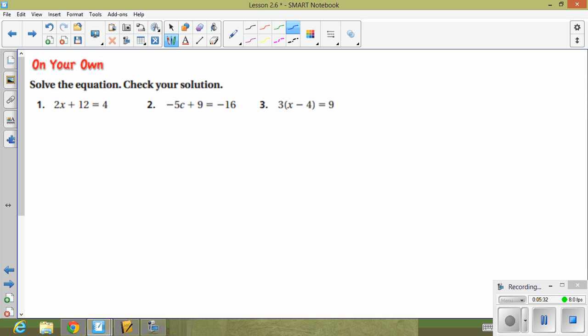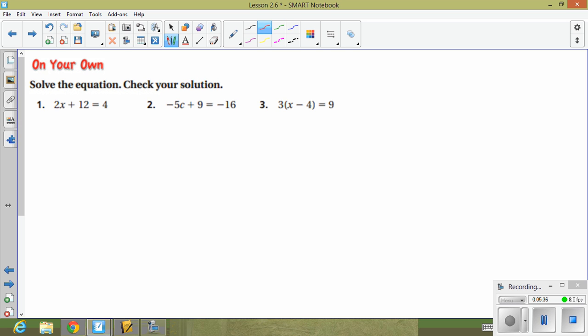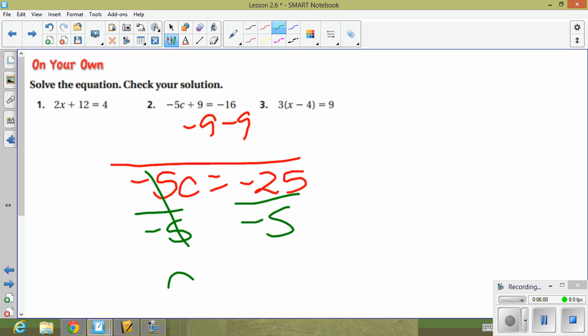Okay, number 2, we're taking negative 5c plus 9 equals negative 16. So we're going to start by subtracting 9 from both sides. So negative 5c equals negative 25. Next, we want to divide both sides by negative 5. c is equal to 5.